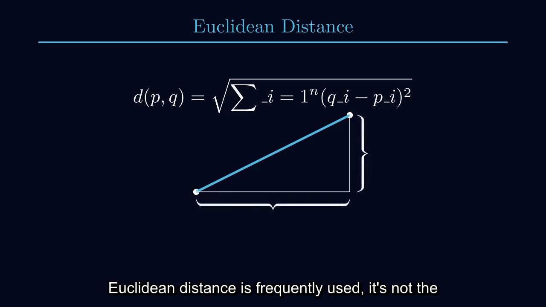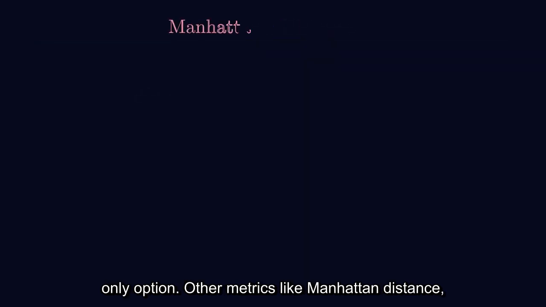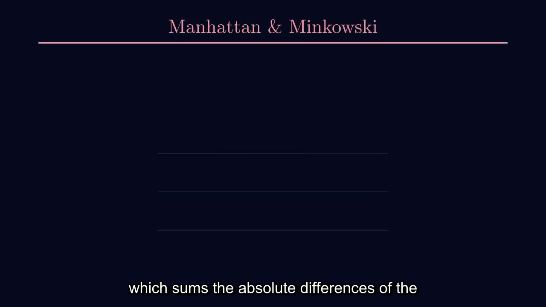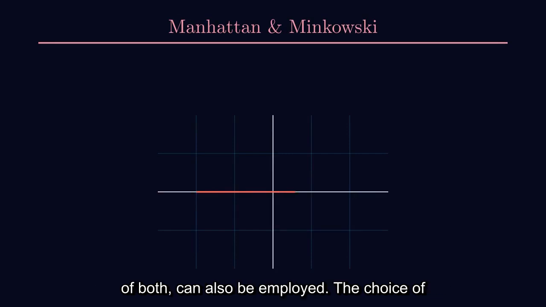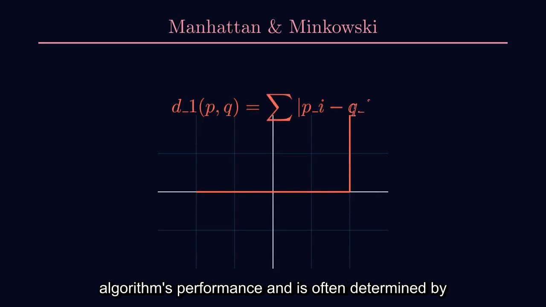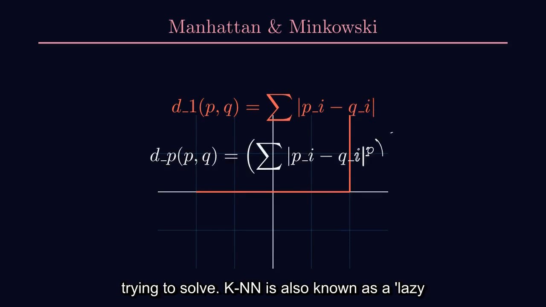While Euclidean distance is frequently used, it's not the only option. Other metrics like Manhattan distance, which sums the absolute differences of the coordinates, or Minkowski distance, a generalization of both, can also be employed. The choice of distance metric can significantly impact the algorithm's performance, and is often determined by the nature of your data and the problem you're trying to solve.